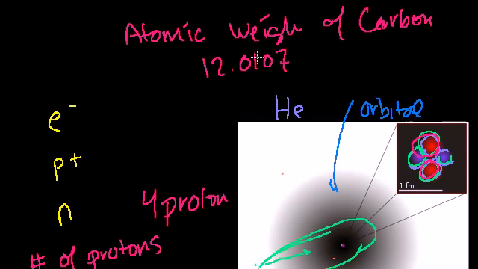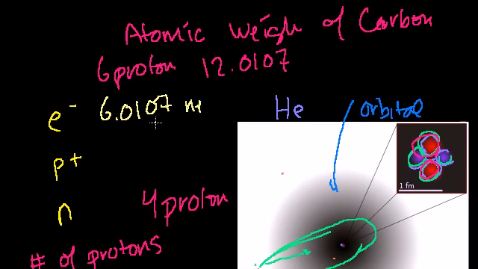Now, what does that mean? Does that mean that carbon has 6 protons, and then the remaining 6.0107 neutrons, this kind of fraction of a neutron? No, it means that if you were to average all of the different versions of carbon you find on the planet, averaging the number of neutrons based on the quantity of the different types of carbon, this is the average you would get.